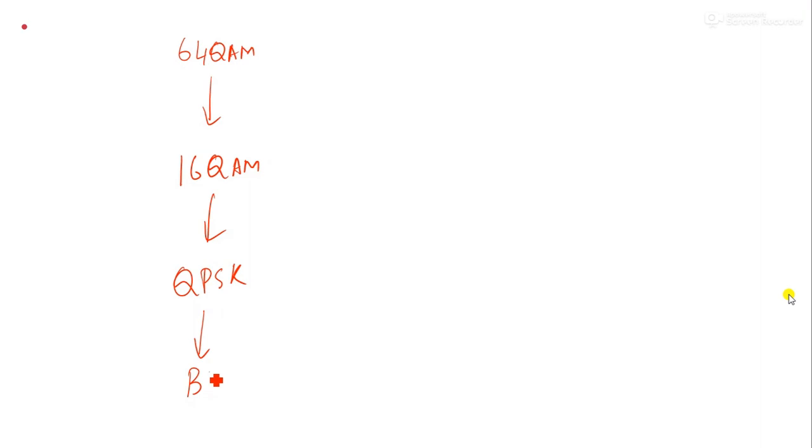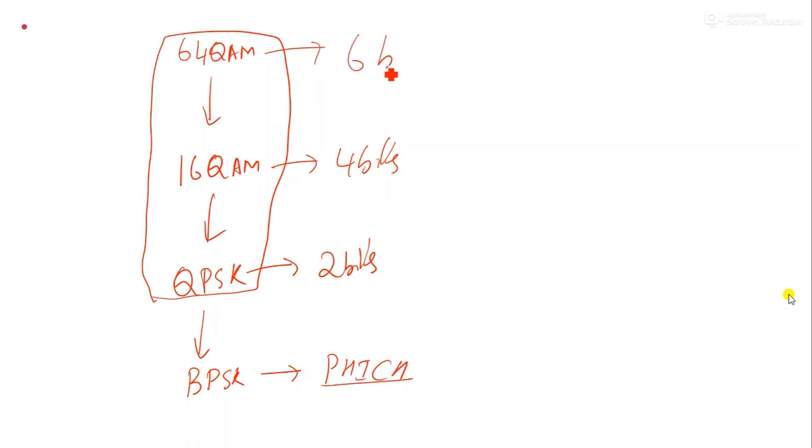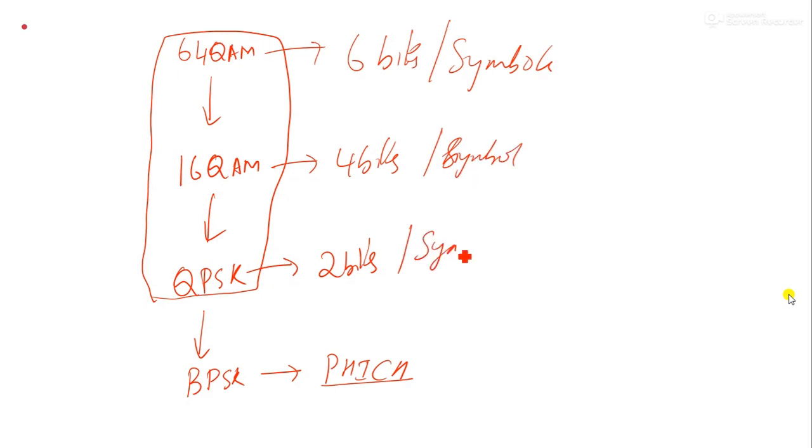We also use BPSK for only one special case, which is called PHICH. I'll come to this whenever we are talking about the channel mapping. PHICH stands for physical hybrid indicator channel. These are the modulation schemes which we typically use for our control and data information. QPSK is 2 bits, 16 QAM is 4 bits, and 64 QAM is 6 bits. Very important: 6 bits per symbol, 4 bits per symbol, and 2 bits per symbol.